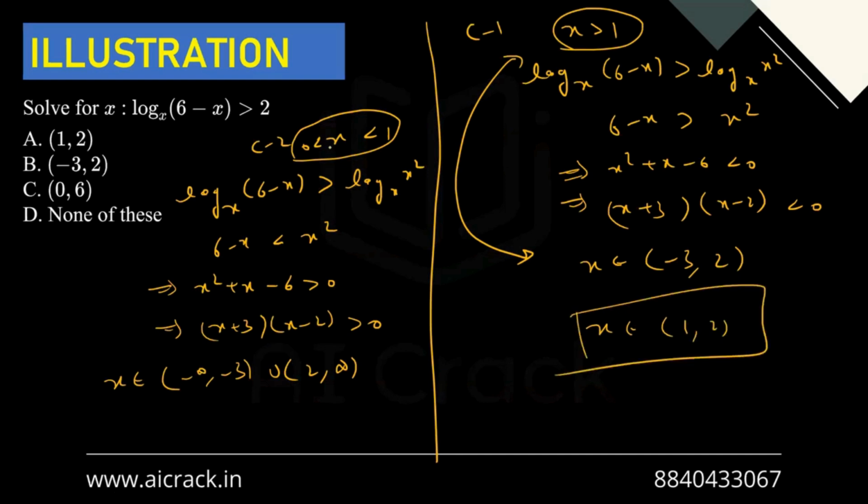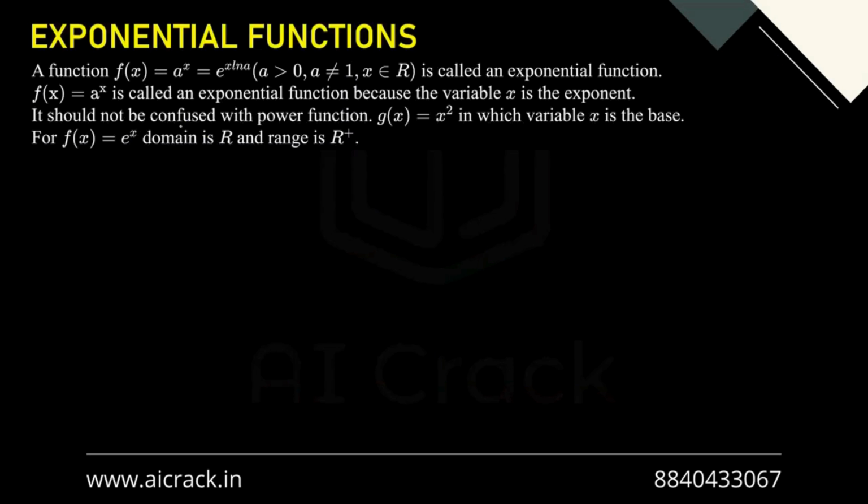Now in this case, we had assumed that x belongs to 0 to 1, but we are getting these kind of values, right? So there is nothing in common between this and this. The intersection would be null set. So the final answer would be this only. That is A option.